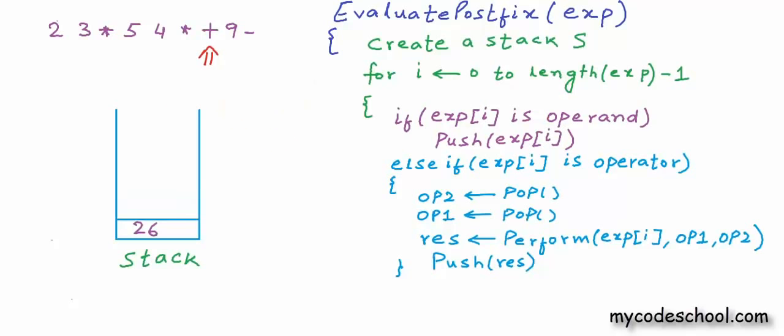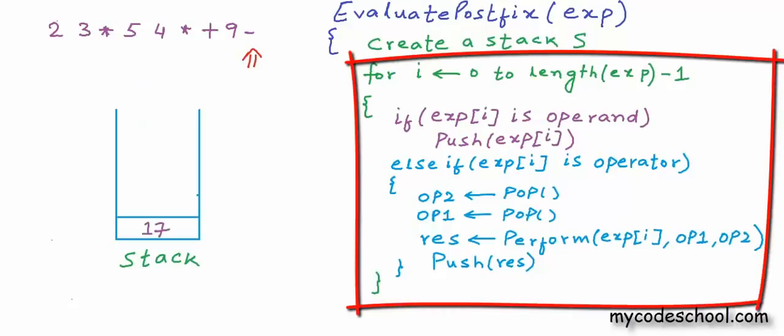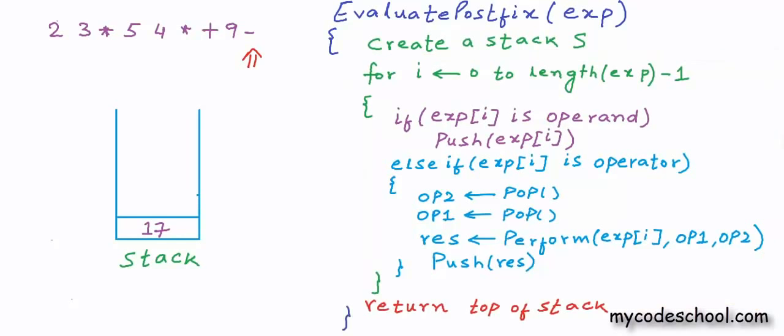We have 26 pushed onto the stack now. Now it's 9 which will go in. And finally we have this subtraction. 26 minus 9. 17 will be pushed onto the stack. At this stage we will be done with the loop. We are done with all the tokens, all the operands and operators. The top of stack can be returned as the final result. At this stage we will have only one element in the stack, and this element will be my final result.